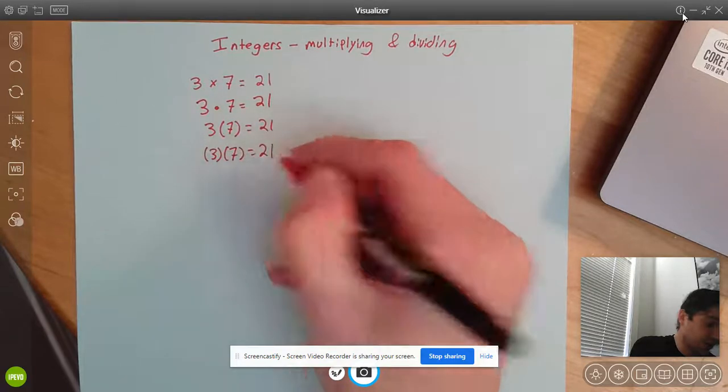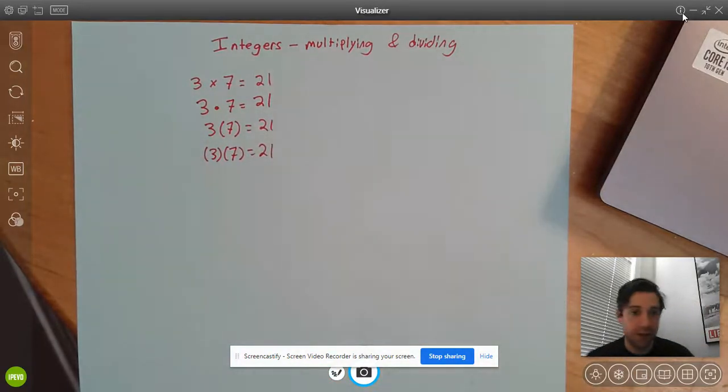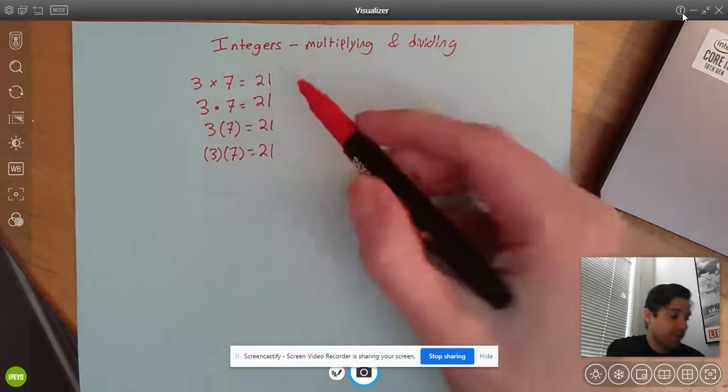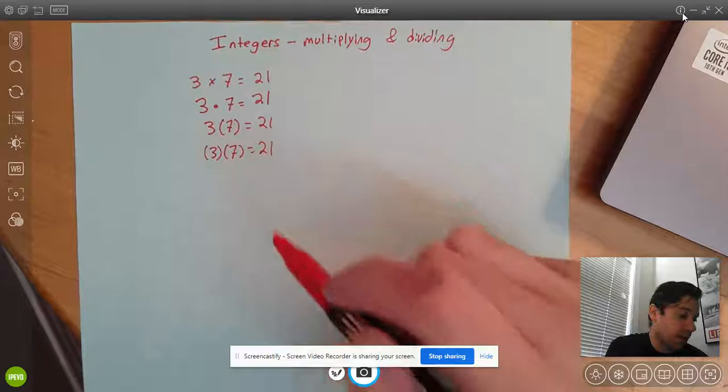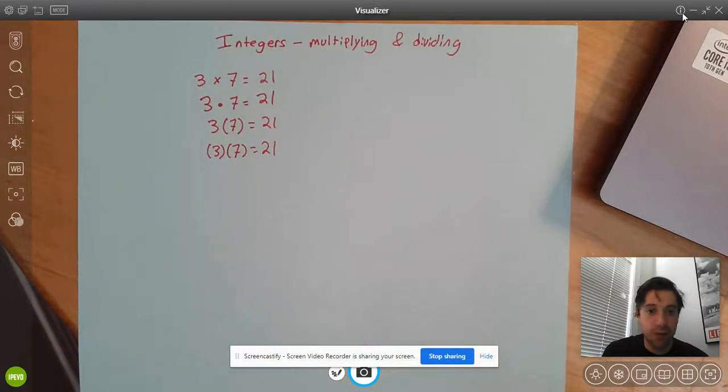So the first thing to note is there's lots of different ways to write multiplication. This may have been more common in elementary school, and then as you move through math, definitely the latter ones, or the bottom ones, are going to become more common.